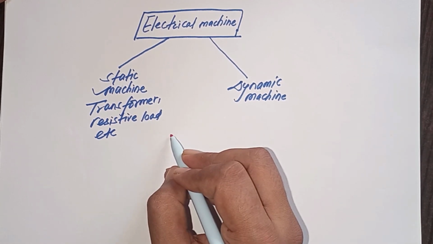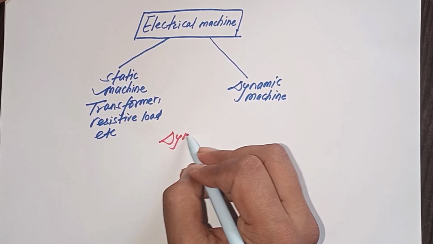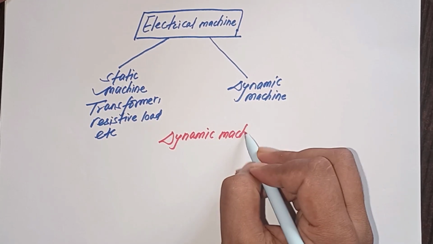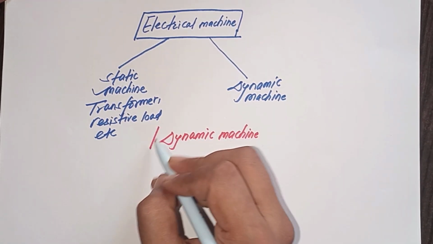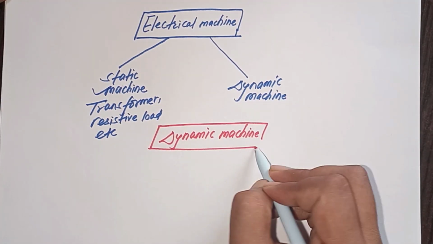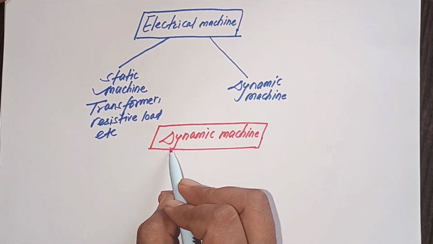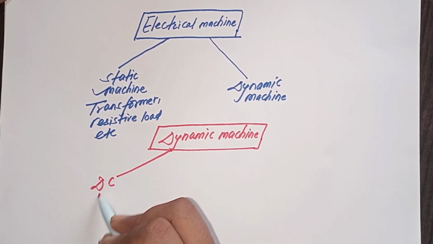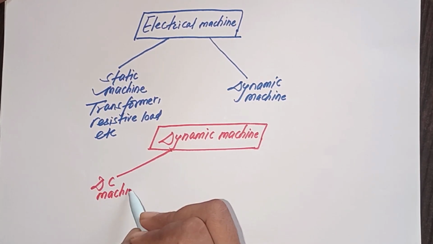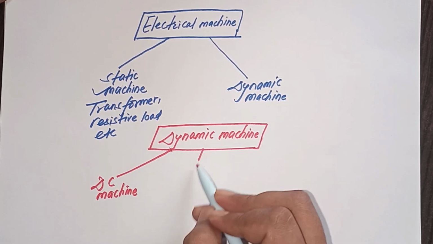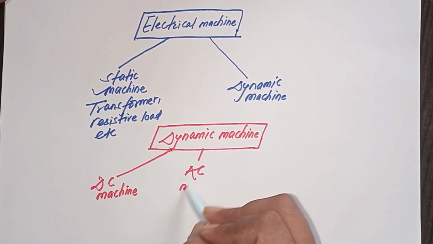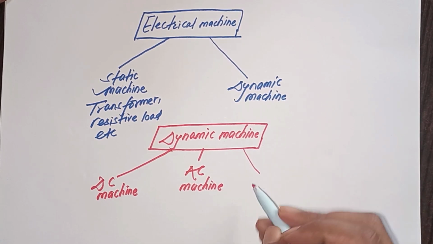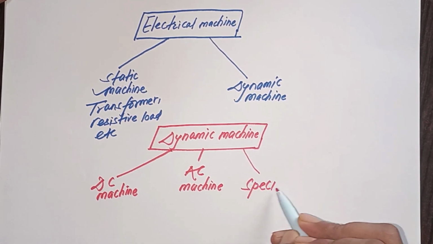Considering classification of dynamic machine. Dynamic machine can be classified into three categories. First is DC machine, second is AC machine, and third is a special machine.